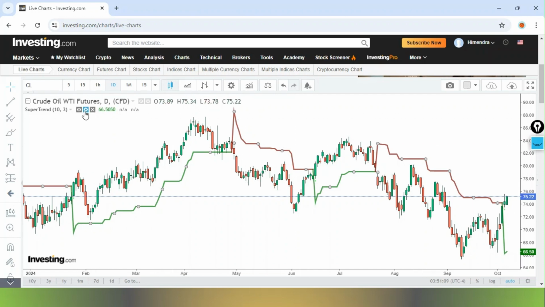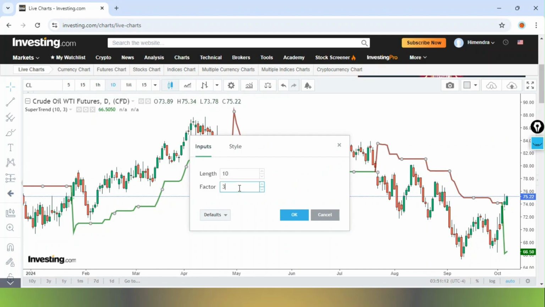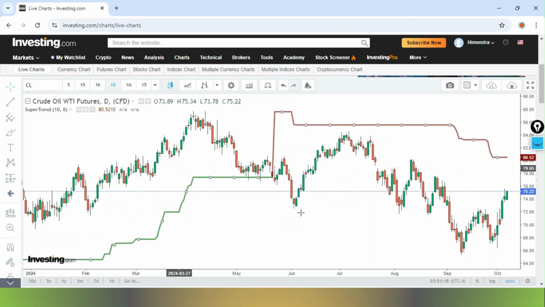Now if I change the setting from 3 factor multiplier to 6, it removes all the small noises. If you see, by putting 6 as a multiplier, it has removed all the noises, and it is saying that the bigger trend will move to uptrend only if it crosses 80. So from 75 it can go up to 80, but if it breaks 80, then it will move to the all time high of 86.6.